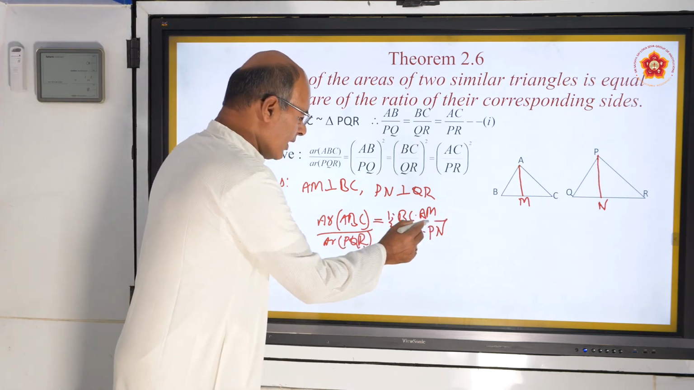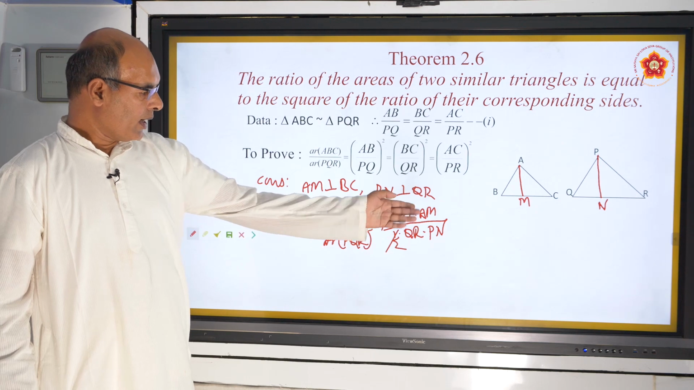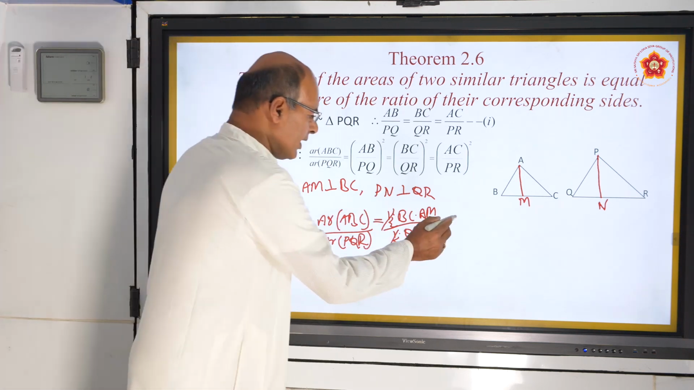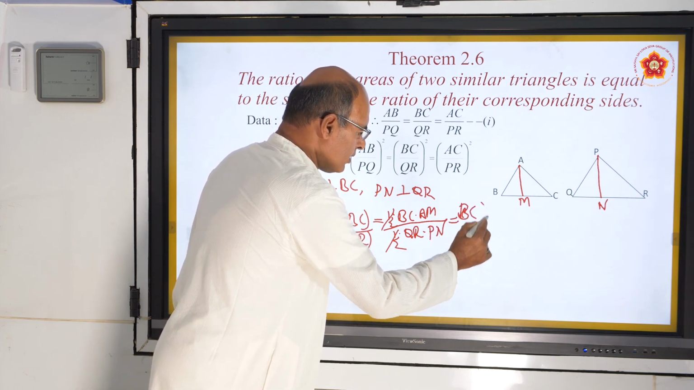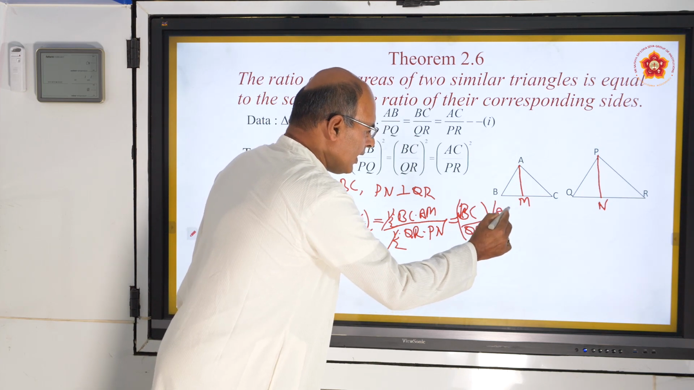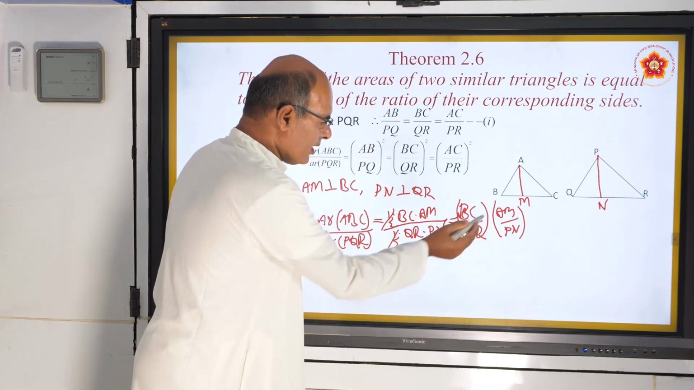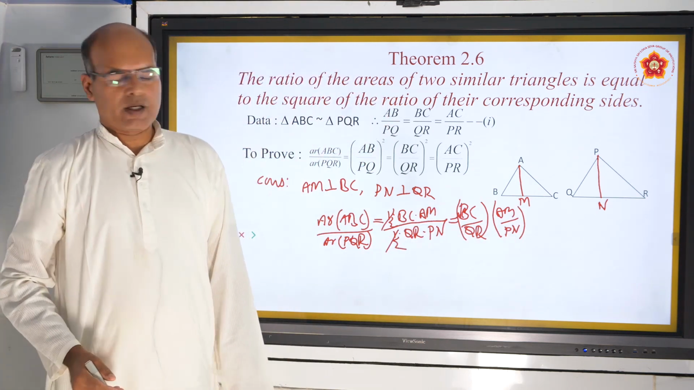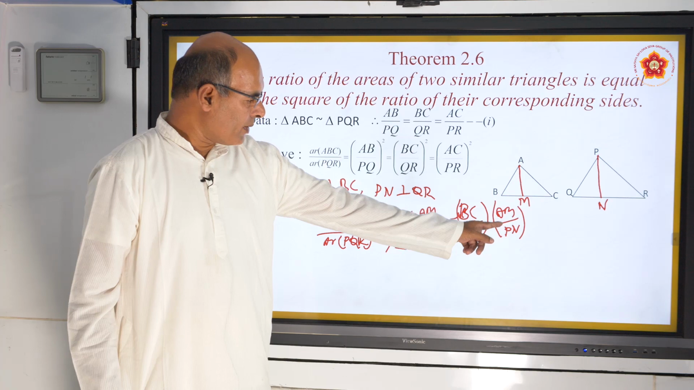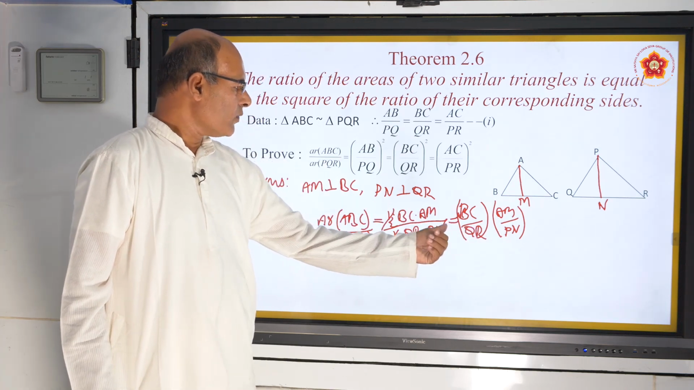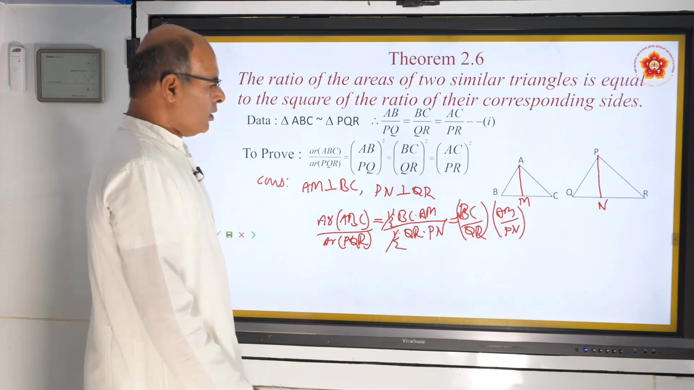So divide the areas. The half gets cancelled out. So you get BC by QR and AM by PN. You can write it as BC by QR as one group and AM by PN as another group. Their product is equal to the ratio of the areas. If in the place of AM by PN we have BC by QR, we can come to the proof. So let it be 1.